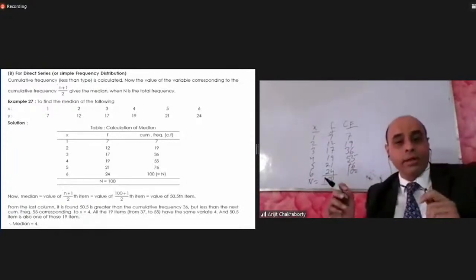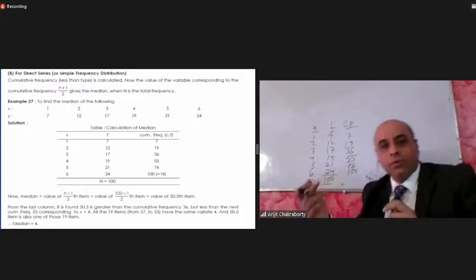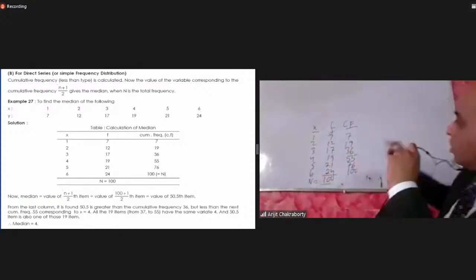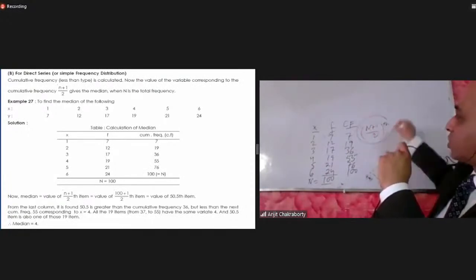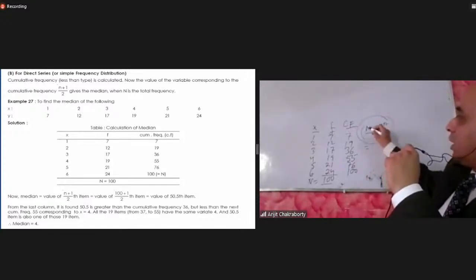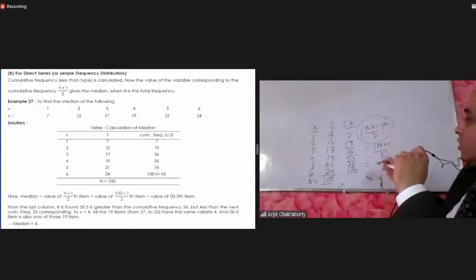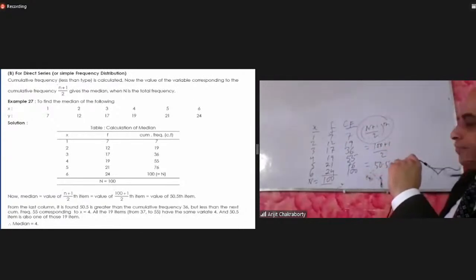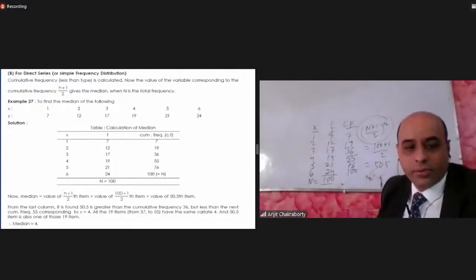So we have to find out the location of the median. Okay, so what will be the location? The value of the (n plus 1) by 2 th item. This will be the position: n plus 1 by 2. N is 100, so 100 plus 1 by 2. That is 50.5. Okay, so 50.5. This will be the median location.